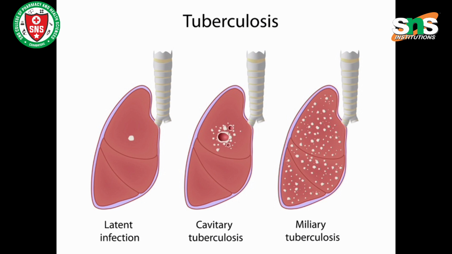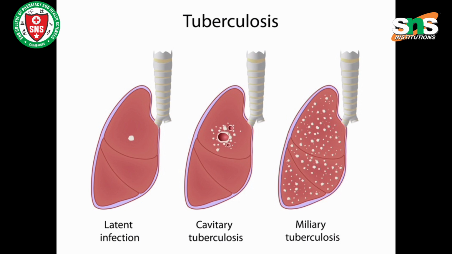So what are the risk factors for this tuberculosis? Those who are having low body weight, babies and young children whose immune systems have not matured, people with chronic conditions such as diabetes or kidney disease, and people with HIV or AIDS are susceptible to this tuberculosis.